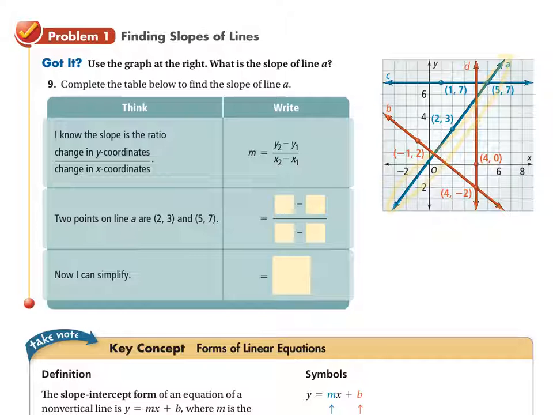So as it says in this chart, we're going to use 7 for y2, that goes in the numerator, and y1 is 3, the y-coordinate of the other point. 5 is the x-coordinate of the second point, and 2 is the x-coordinate of the first point. So when we subtract in the numerator, we get 4, subtract in the denominator, 3. So the slope is 4/3.